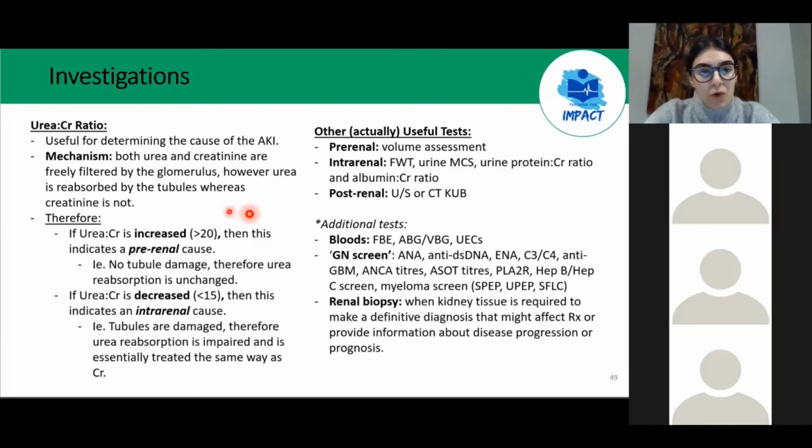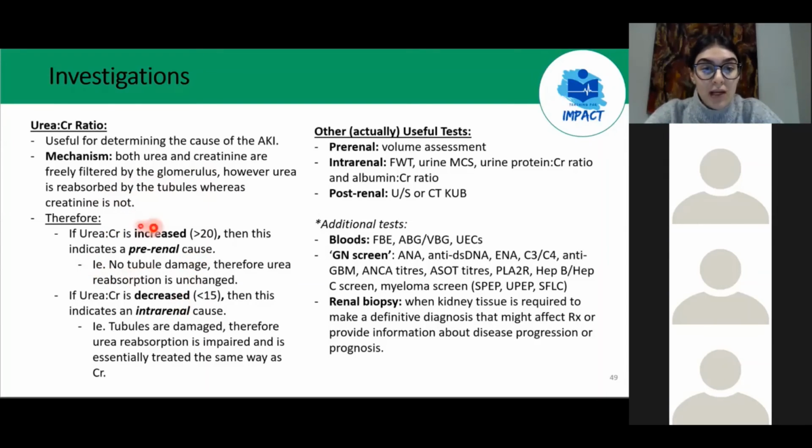Investigations wise, the one that I wanted to point out to you, it's not really used in clinical practice, but for some reason it comes up all the time on exams, is the urea creatinine ratio. And that is super important for determining the type of AKI that might be happening. So the principle behind the urea and creatinine ratio is the fact that both urea and creatinine are freely filtered by the glomerulus. However, urea is reabsorbed by the tubules, but creatinine is not.